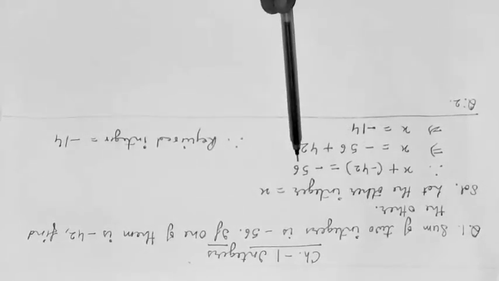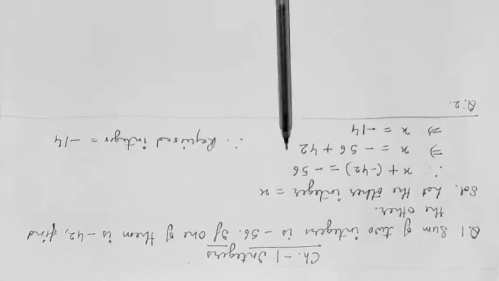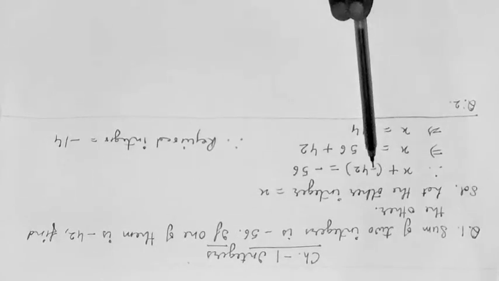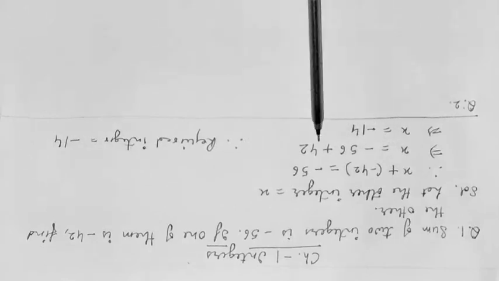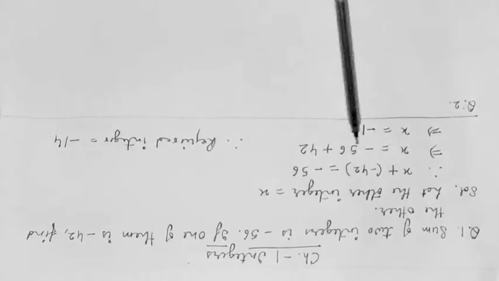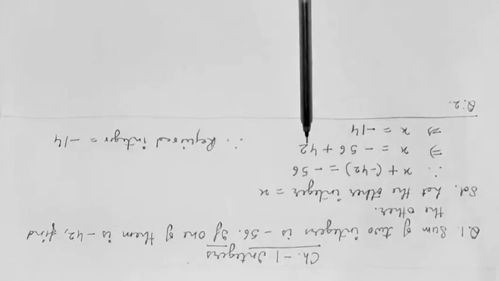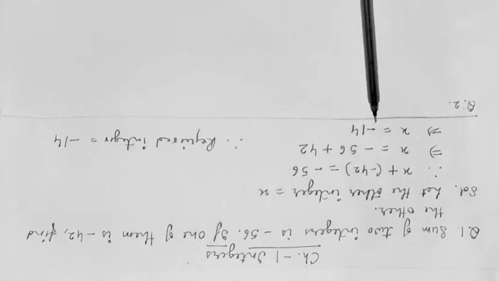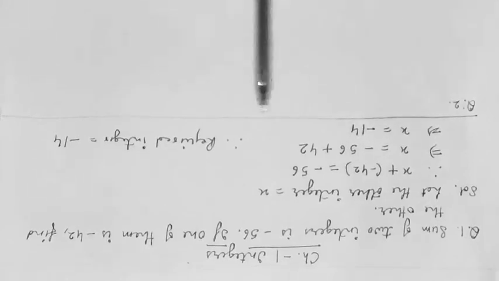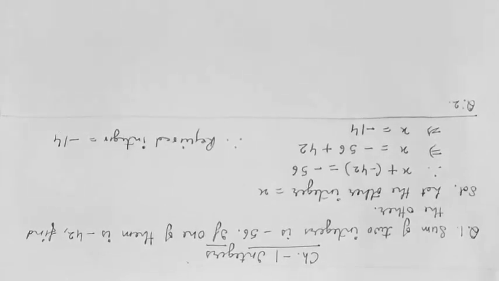Now to solve this equation, I will take minus 42 to the right hand side. The sign will change. It will become plus 42. One number is negative, the other number is positive, so I will subtract the numbers. 56 minus 42, the answer is 14. The greater number is negative, so I will put a minus sign before 14. So the required integer is minus 14. Now take the next question.